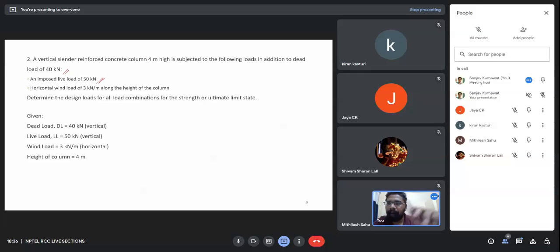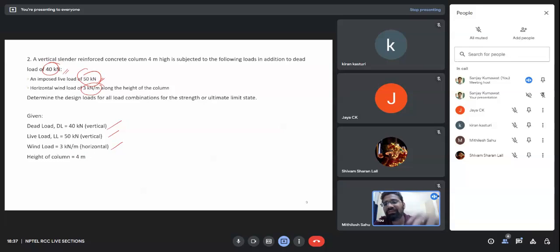Then we have a horizontal wind load of 3 kilonewton per meter along the height of the column. So we have a dead load of 40 kilonewton. We have an imposed load, that is a live load, of 50 kilonewton. And in addition to this, we have a wind load which is 3 kilonewton per meter, acting along the height of the column. So this is the given dead load, we have a live load, we have a wind load. Now wind load is given in a unit of kilonewton per meter along the height of the column, 4 meters.